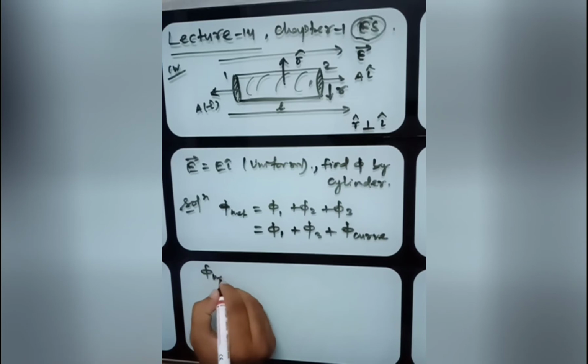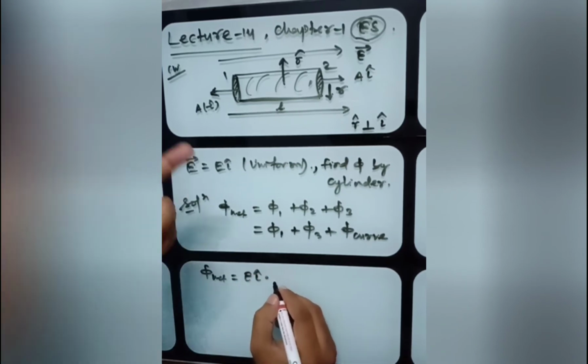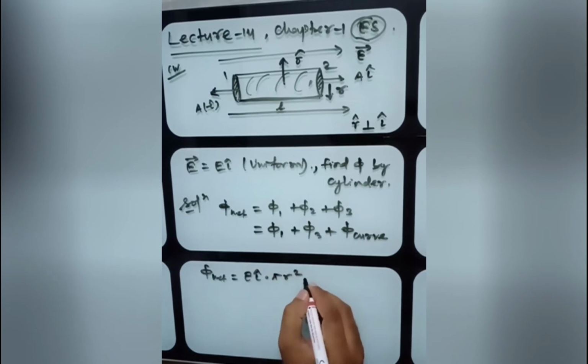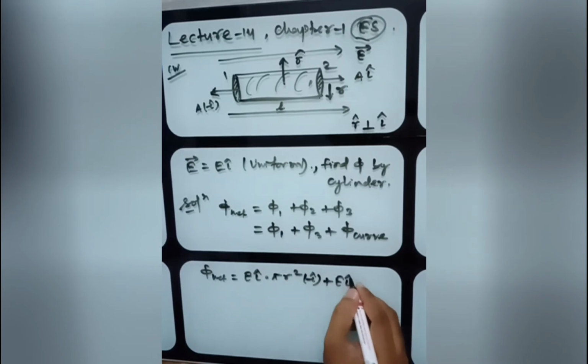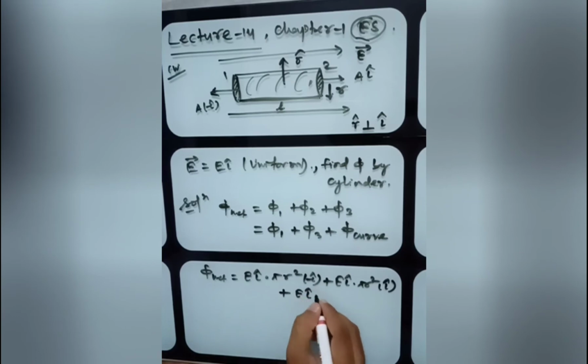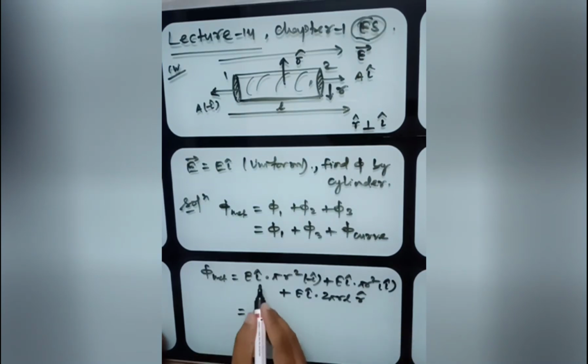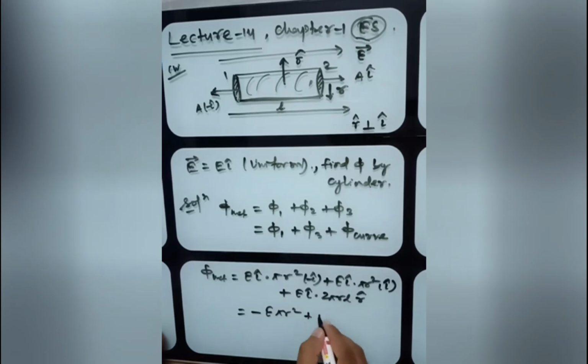Now we are going to write the net flux. Here for this surface it is E i dot area, which is pi r square, in the direction minus i cap, plus for the second, E i again pi r square, direction i cap, plus E i dot the curved surface area of the cylinder, which is 2 pi r L, and the direction is r cap. Here i dot minus i will be minus, so minus E pi r square, plus E pi r square, plus this i dot r, since both are perpendicular, it will be 0. So this cancels out, and again we have the net flux 0.